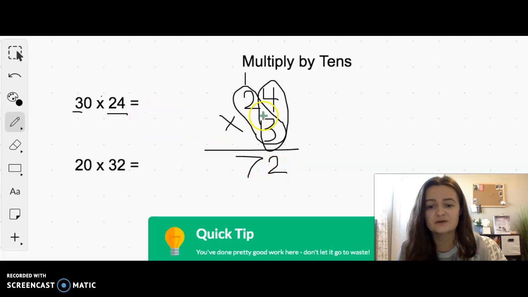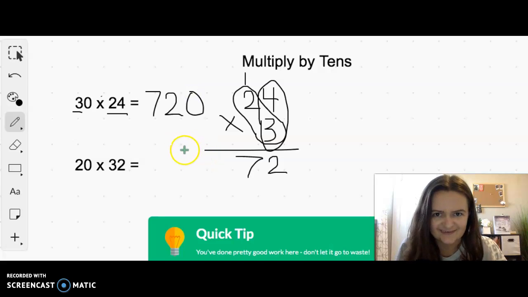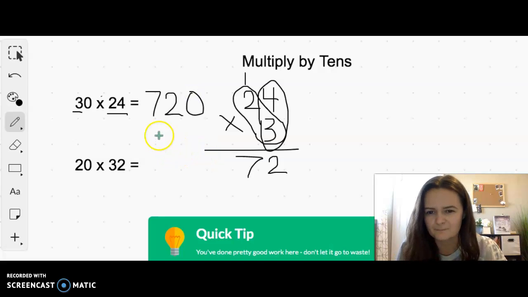Well, I know that 24 times 3 is 72, so what I'm going to do is record 72, and I'm going to think, well, 24 times 3 is 72, so 24 times 30 must be 720. And I just put a 0 at the end there. Okay, let's try one more.